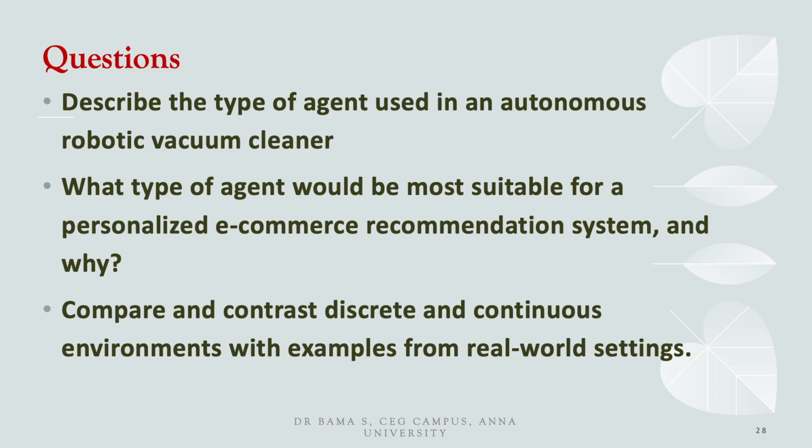Now, before we close this session, there are some questions for you to ponder upon and work, which we would also be addressing in the next module. The first question is, describe the type of agent used in an autonomous robotic vacuum cleaner. The second question is, what type of agent would be most suitable for a personalized e-commerce recommendation system and why do you think so? The third is, compare and contrast discrete and continuous environments with examples from real world settings. Just think about it, write it down and we can discuss it in the next class.